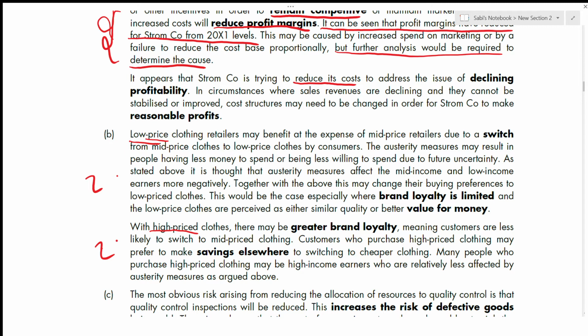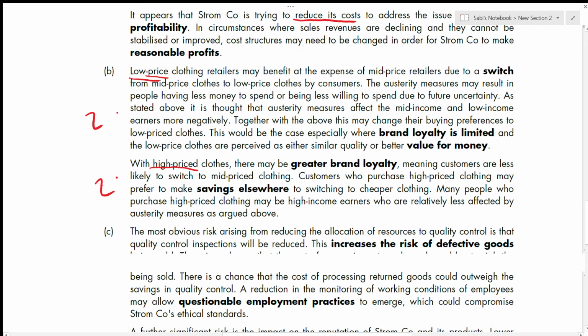Now let's go to the high price. Okay, high prices, because in high price they are luxuries, right? Luxury, they are not affected so much by price. They have this brand loyalty, right? So because of that greater brand loyalty, customers are less likely to switch to mid-price clothing. Customers who purchase high-price clothing may prefer to make savings elsewhere than switch into cheaper clothing. They are willing to make savings from somewhere else, but not from switching from high to mid-price, right? That's what they prefer.